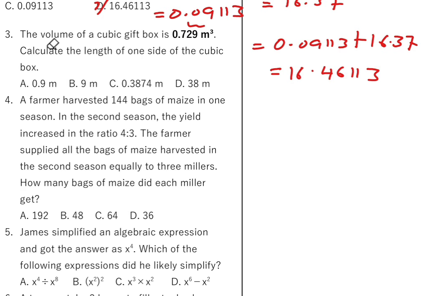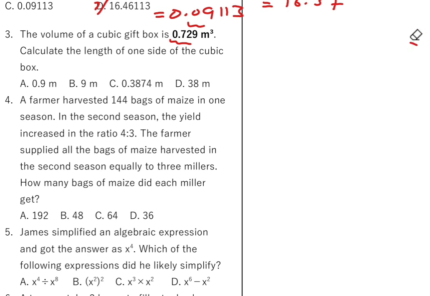So number 3, here we have the volume of a cubic gift box is 0.729 meters cube. Calculate the length of one side of the cubic box. This is a very simple question. You know that for a cube, all the sides are equal. So you don't say volume is length times length times length, because all the sides are equal. So volume of a cube is equivalent to the side cube, or L cube, because L times L times L is same as L cube.